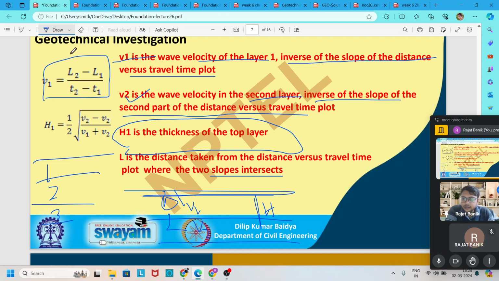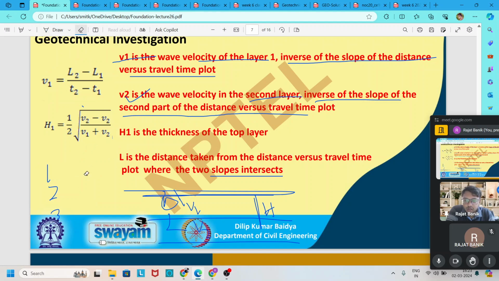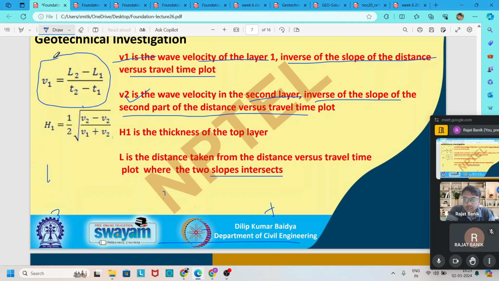By this formula, first we find out the velocity. Using this formula, we can find the velocity, which is nothing but the difference of distance, L2 minus L1, over the difference in time. And after finding the velocity at different layers, we find out the thickness of the different layers.